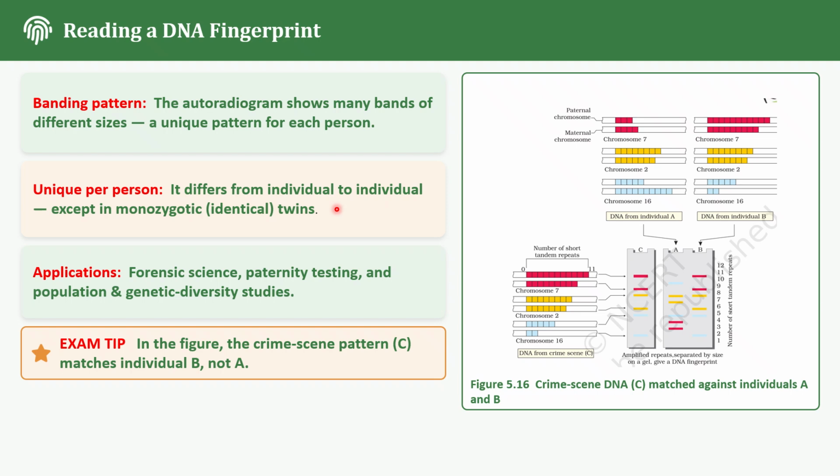And here is some diagram for you. A crime scene DNA has been matched against individual A and individual B. So the DNA banding pattern obtained from the crime scene is compared with the patterns of A and B. What does it demonstrate? The figure demonstrates that the crime scene DNA matches individual B and not individual A. You can see here red band, here red band. So which one is matching? B. Just think, with these barcodes you can easily find the person. So next we are going to see.